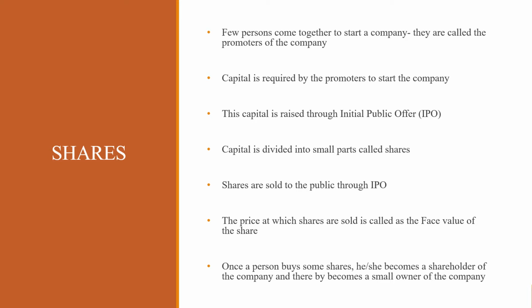In order to do this, the company comes out with the initial public offer, the advertisement of which is done through print media, electronic media, and brokers. The offer is for a limited period and interested people are required to apply in order to buy the shares. The price at which the company sells the shares is called as the face value of the share. The company then allots shares to these buyers as per the availability of the shares. Once a person buys shares of a company, he or she becomes a shareholder and thereby a part owner of the company.